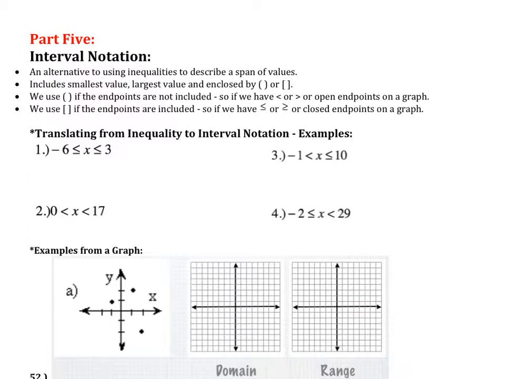Chapter 1, Part 5, we are talking about domain and range, and we start by discussing interval notation. And this might be something new, and this is going to deal with the parentheses and the brackets. So we use the parentheses if the endpoints are not included. They would also be represented with less than or greater than in an inequality, or an open endpoint on a graph. The brackets are used if the points are included, so they're equal to. So less than or equal to, greater than or equal to, or closed points on your graph.